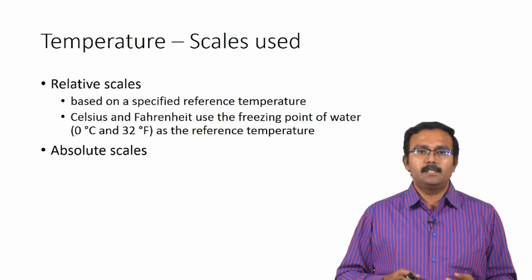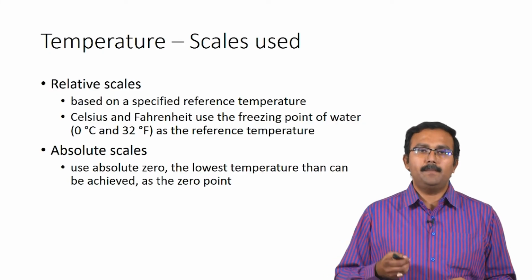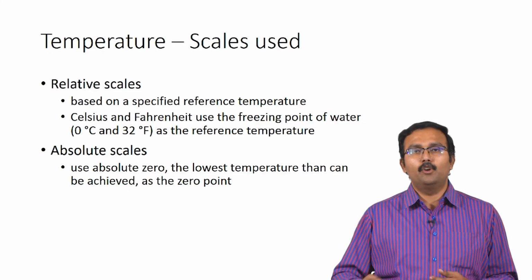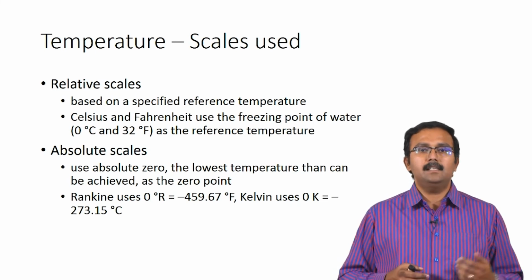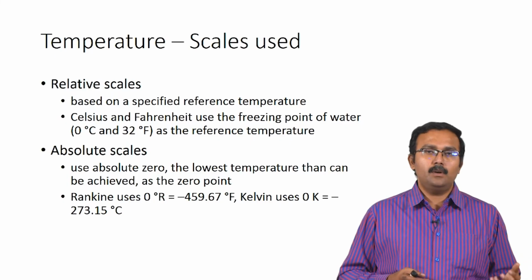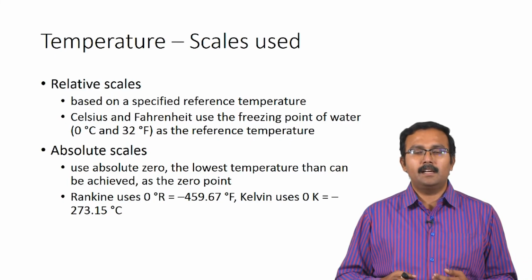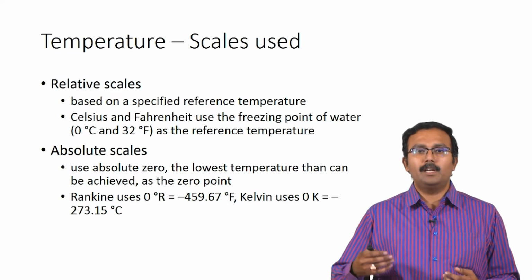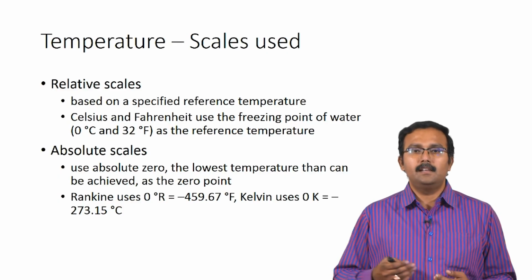You also have absolute scales, which are based on the absolute 0, which is the lowest temperature that can be achieved as the 0 point. So, degree Rankine and Kelvin use absolute 0 as the 0 point. Degree Rankine uses 0 degree Rankine, which is minus 459.67 degree Fahrenheit, and Kelvin uses 0 Kelvin, which is minus 273.15 degree Celsius. For ease of use, these 2 values are rounded off to minus 460 degree Fahrenheit and minus 273 degree Celsius while performing conversions.